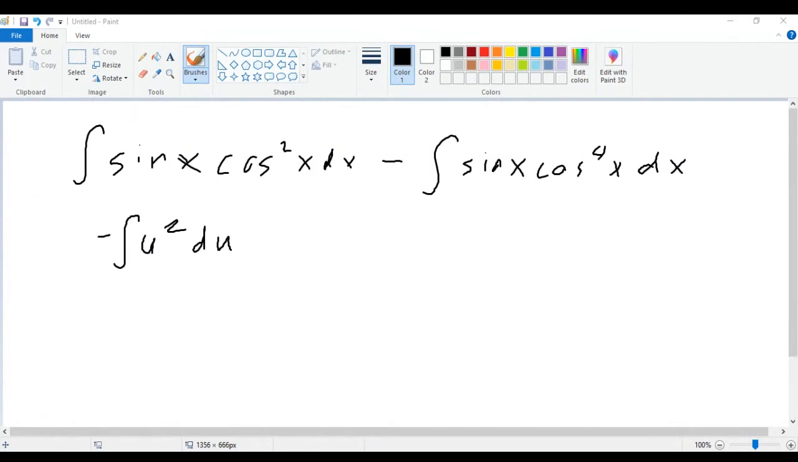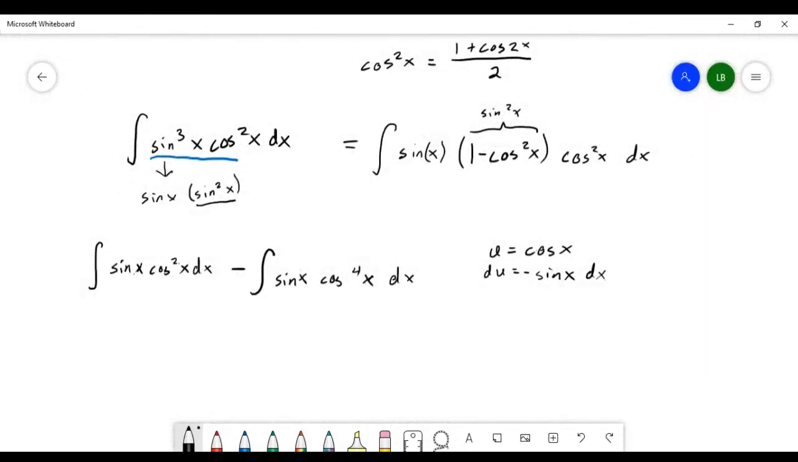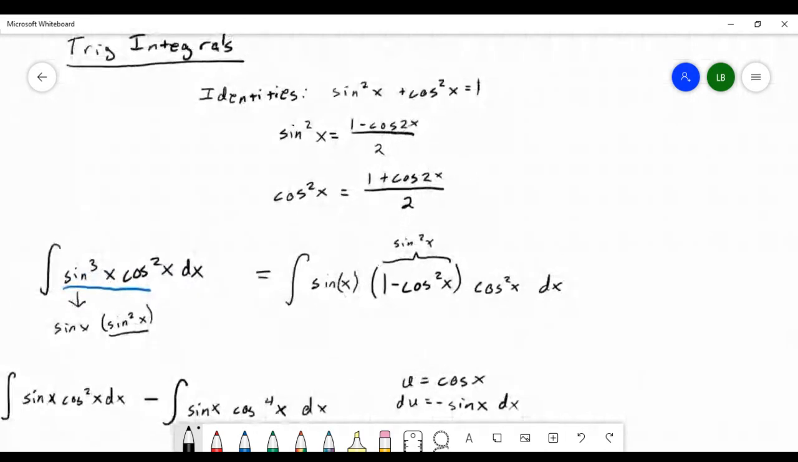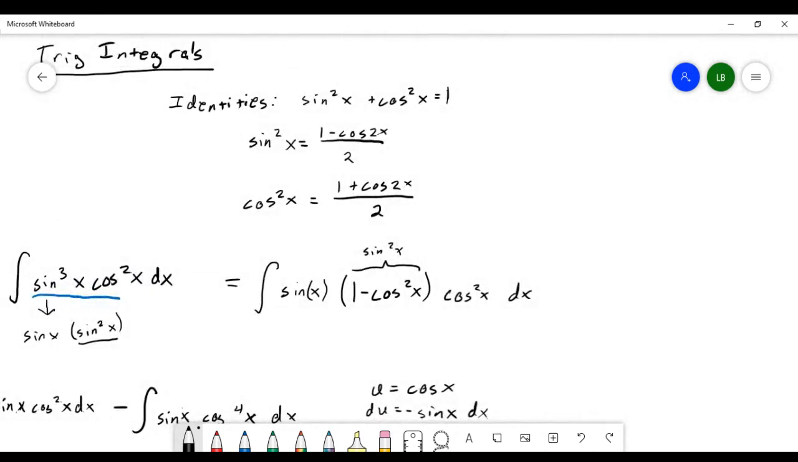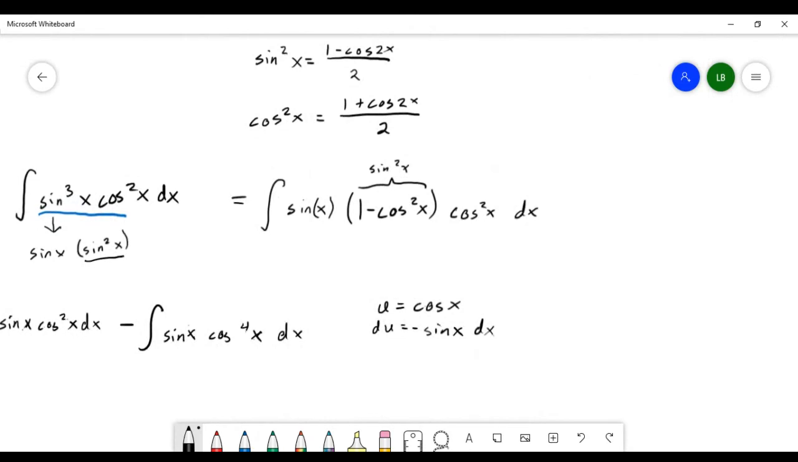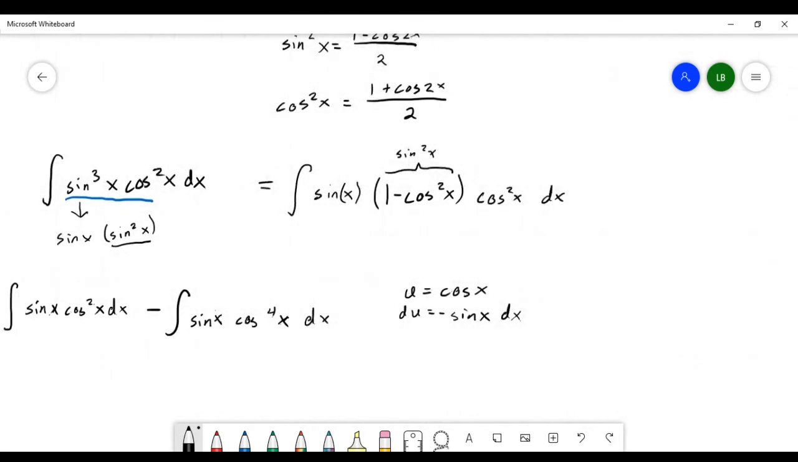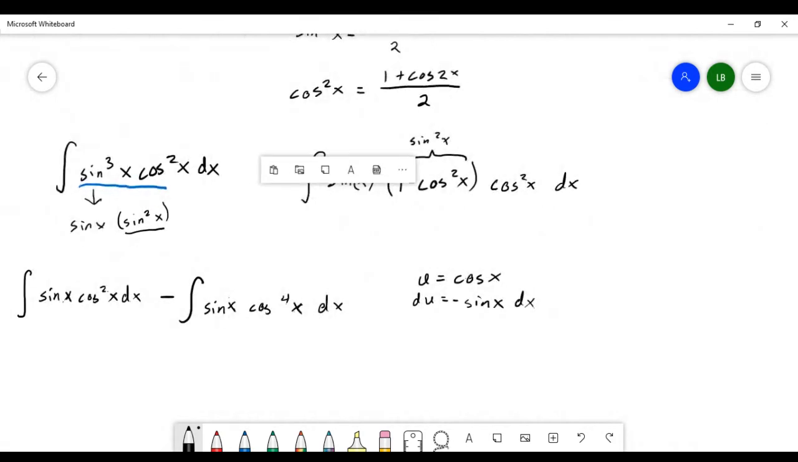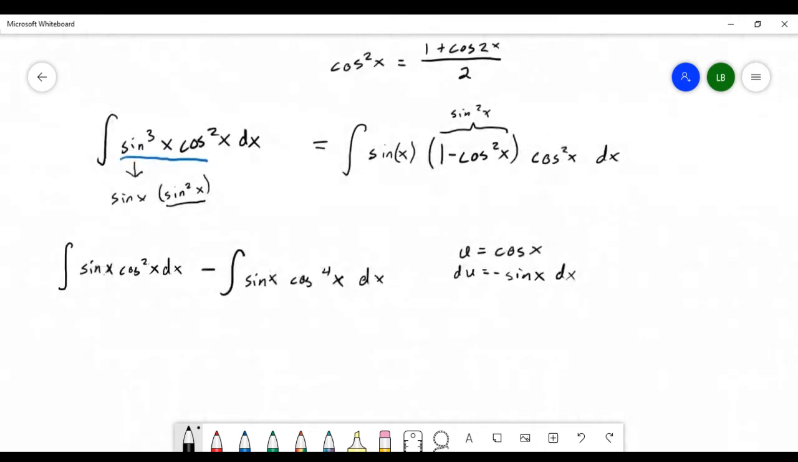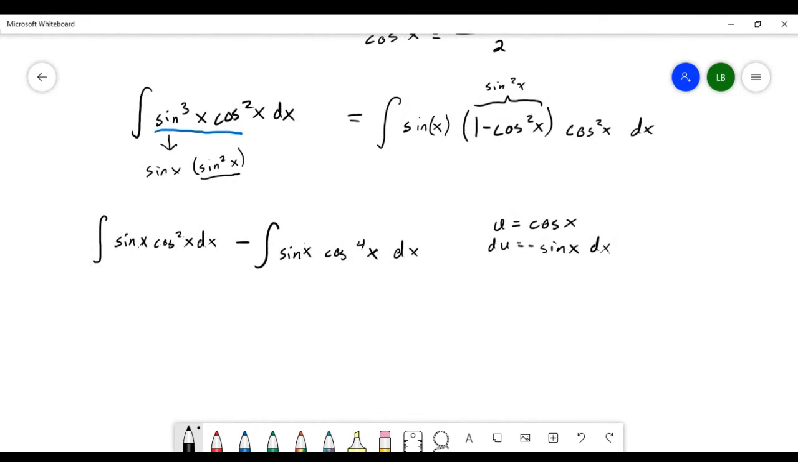How did I get these two integrals? These were from the previous work, I can still share it. From the previous portion, we'd worked up to this point. We started with the integral of sine cubed x cosine squared x. Then we used a trig identity, sine squared plus cosine squared equals 1. We rearranged it to say that sine squared x is 1 minus cosine squared x. Then we took out a sine squared x from the sine cubed, leaving us with sine x times (1 minus cosine squared x) times cosine squared x. And then we just distributed. Does that make sense?